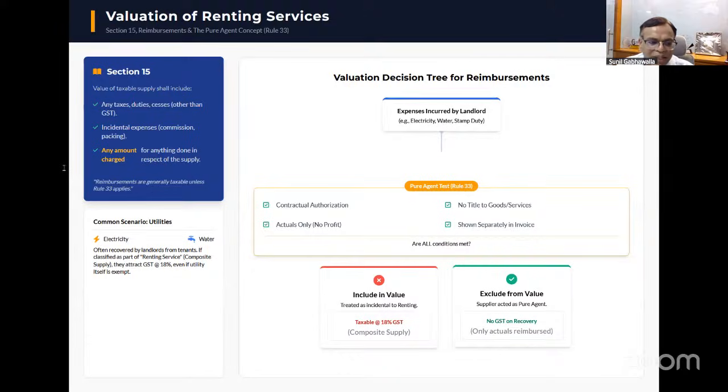In most of these examples, if you are not able to demonstrate the actual usage in terms of the precision of the consumption and the value charged, it may make sense to include it in the value and charge GST at 18%, treating electricity as incidental to the renting of the property. Essentially, this is a situation where there is a credit available to the tenant, and therefore it does not really make sense litigating this issue. Though I am aware that there is a circular which is a little bit cryptic on this front, it's better to avoid litigation on this front.